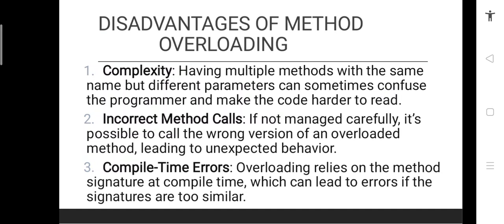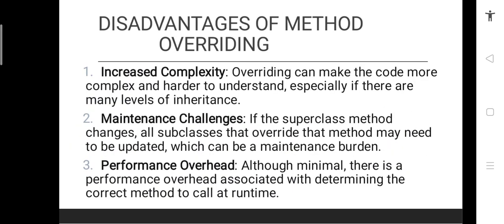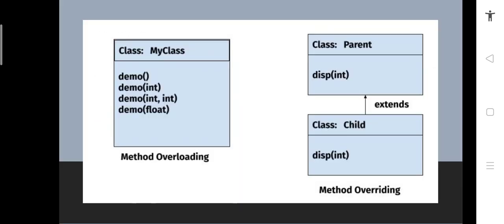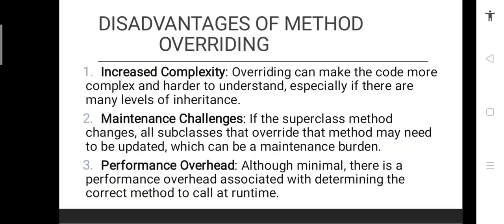For example, if you connect a new subclass to the superclass, then you have to update the subclass and the running objects. So there are maintenance challenges and performance overhead. Although minimal, there's a performance overhead associated with determining the correct method to call at runtime.